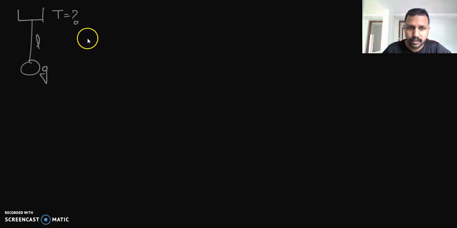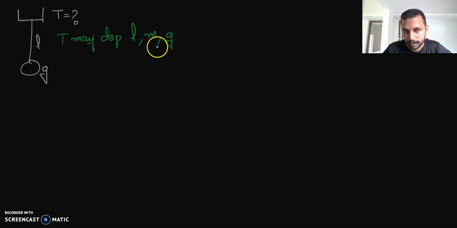It is given that the time period may depend on length, mass, and acceleration due to gravity. Derive an expression for the time period of a simple pendulum by the method of dimensional analysis. They have given you a hint that the time period may depend on length, mass, and acceleration due to gravity.